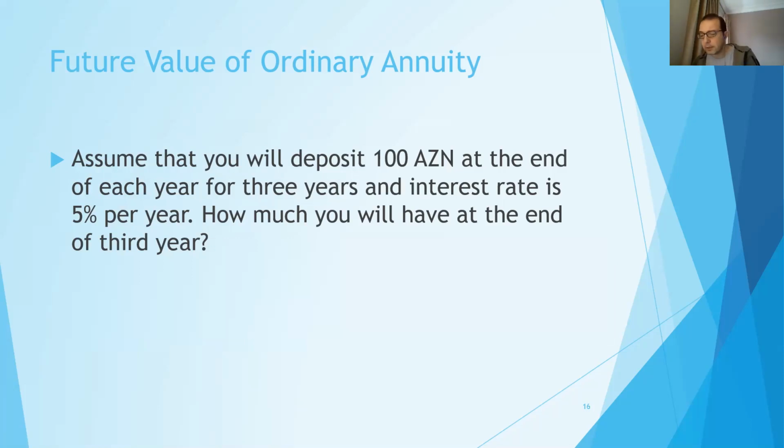We can do it in 2 ways. The easiest way, we can compound each cash flow to the end of periods, right? So this 100 is carried forward, compounded to year 3. This is compounded to year 3. Then you can add them all, right? So let me write the formula for the first one.